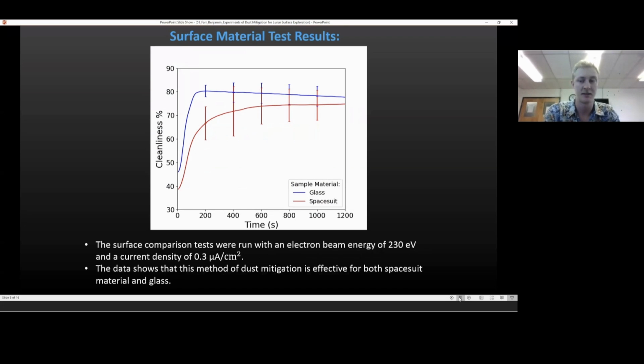We also tested several different surfaces in our first experiment. So we tested glass and spacesuit and found that the glass is a little bit easier to clean than the spacesuit. And that we believe is just because the spacesuit is full of little cavities and deformities and irregularities in the actual surface the dust can get stuck in. And that's why we think it's a little bit harder to clean. But overall, with the glass and the spacesuit, we're very happy.